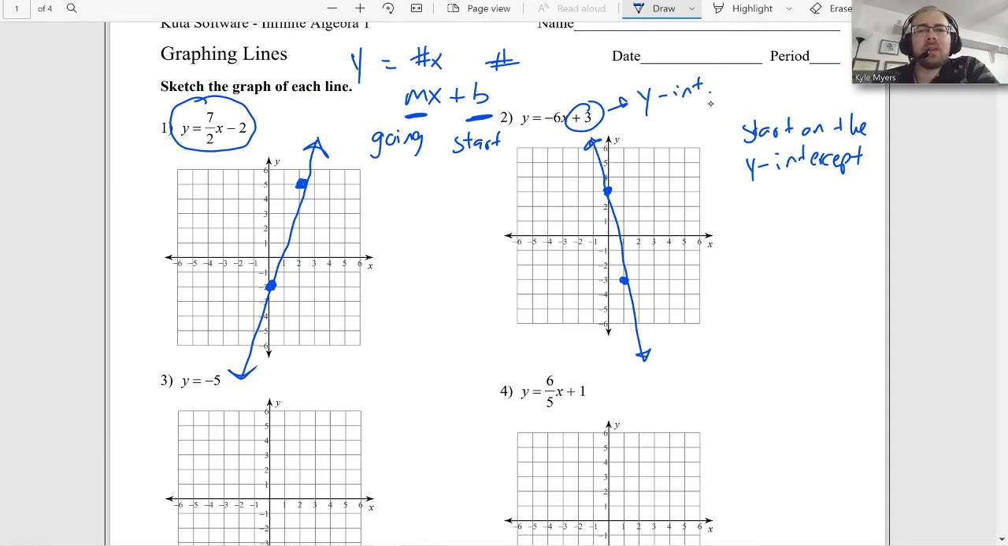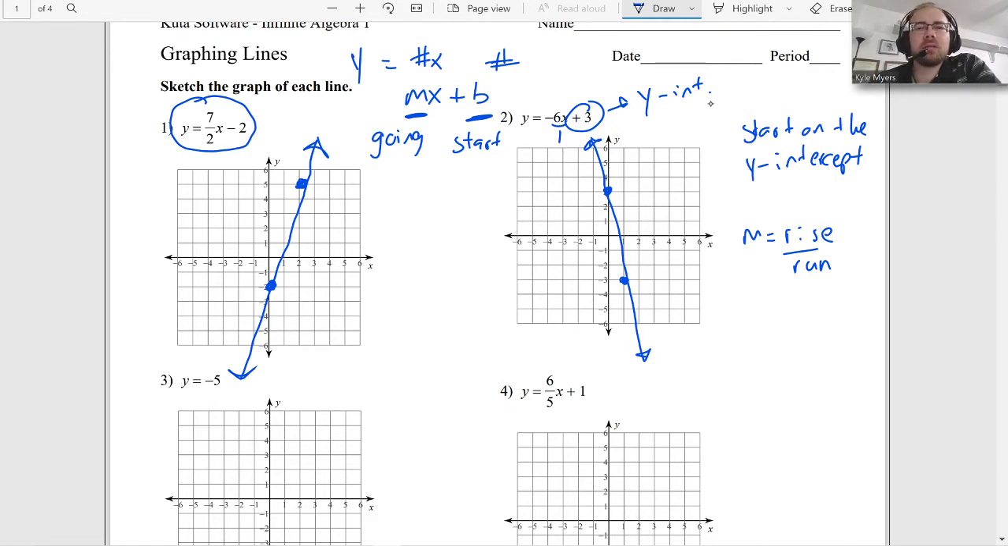And then for the other one, so I went down 6 spaces from 3, and I went to the right by 1. So you might be like, well, how did you know to go to the right exactly 1 space? Well, because when you have slope, you want to write slope as a fraction, because m equals rise over run.